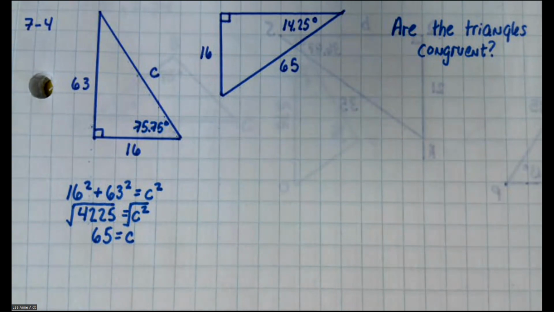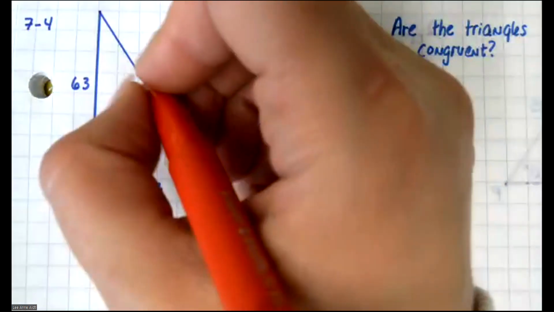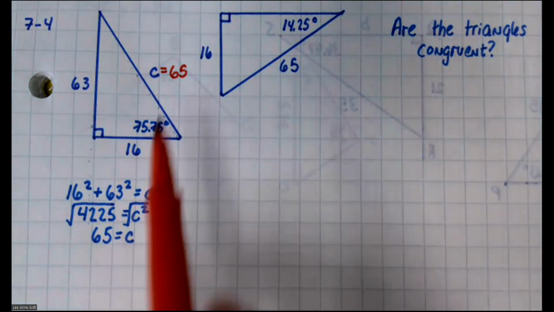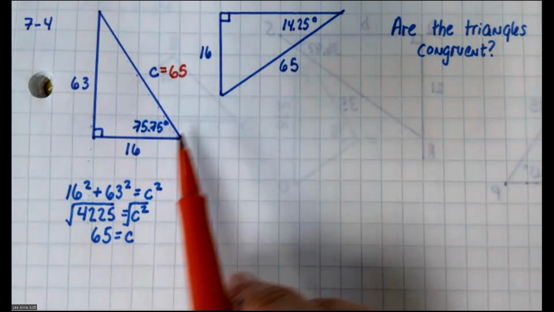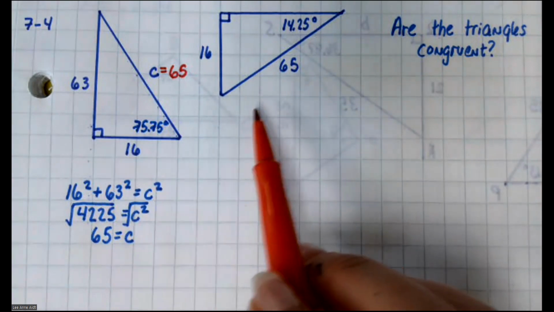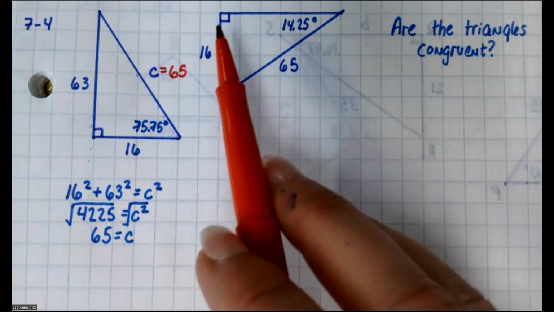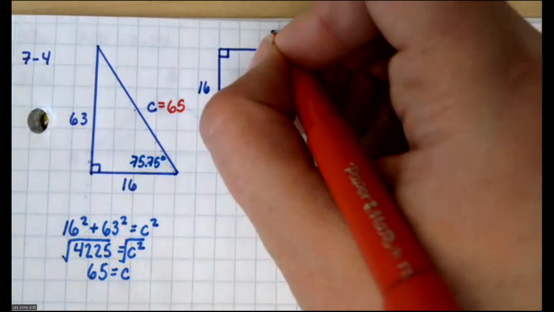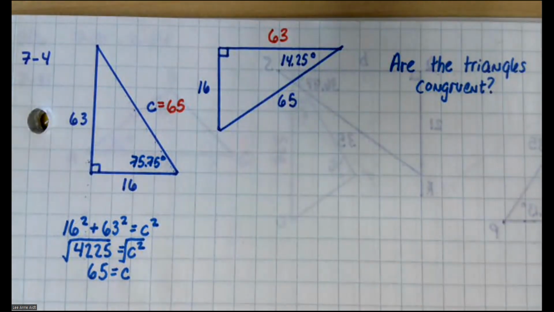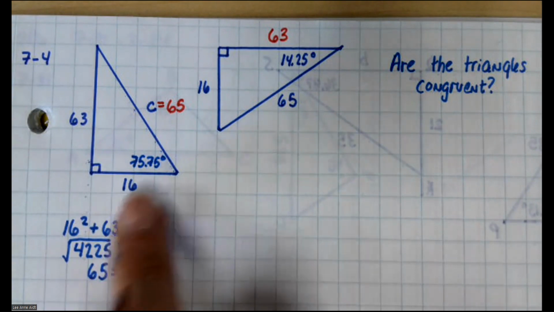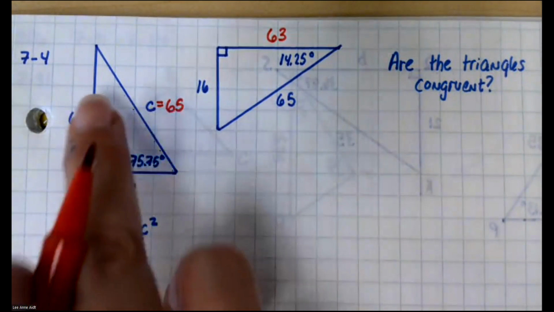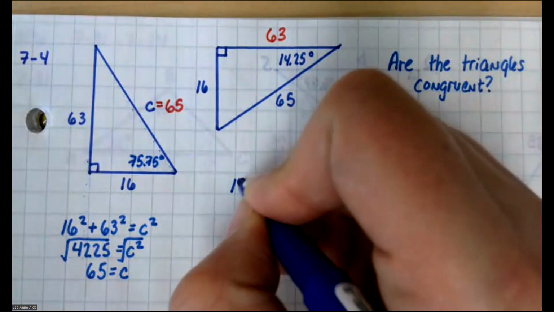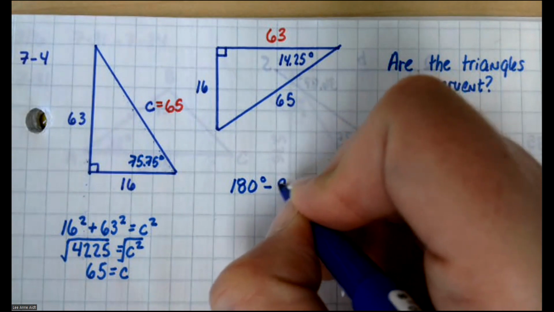All right. So I got C is 65. Okay, so I'm gonna put equals 65. If the hypotenuse is 65 and the base is 16, what does this have to be then? 63. Okay, so we're on to something here. You see, I'm filling in the puzzle. Now, can I figure out what the third angle is in a triangle? 180 minus 90 minus 75.